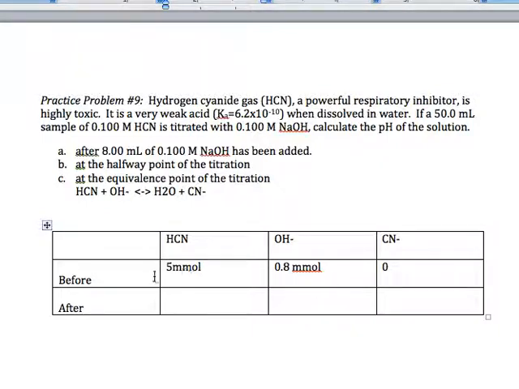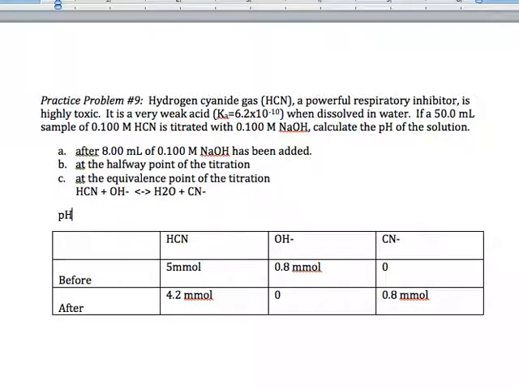All right, so if we look at these two, they're reacting in a one-to-one relationship. OH is definitely limiting, so we're going to put a 0 there, but we're going to lose 0.8 of the hydrocyanic acid during this process. So now I'm going to have 4.2 millimoles left. And then the cyanide, I'm going to make 0.8 millimoles. All right, so these are the two values that we are going to put into the Henderson-Hasselbalch equation.